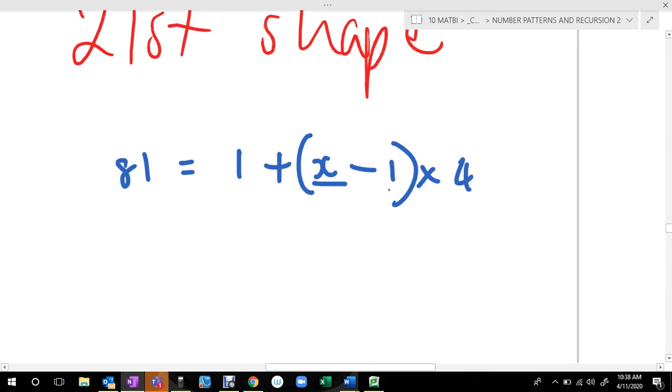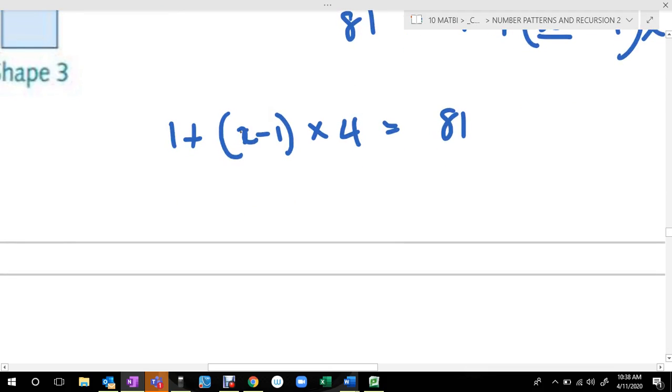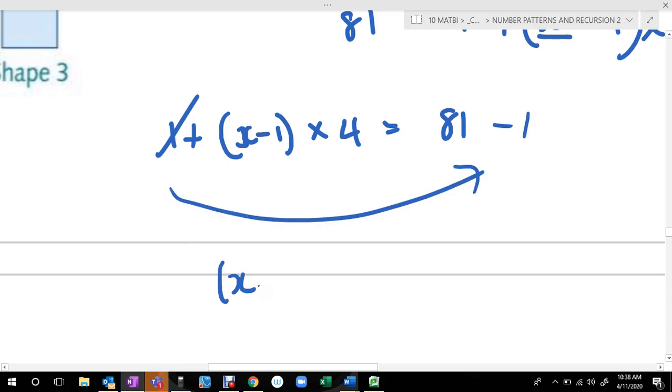Get x by itself. So I'm going to swap this around so it looks nicer. So I'm going to go 1 plus 4 times x minus 1. You don't have to know how to do this. I'm just doing this so that we can see how this connects to some algebra. Okay, so Emily, if I wanted to make x by itself, what would I move first here? The plus one. This one here. So this is going to be a plus on this side. If I move it here, what happens? Becomes minus. So you're left with 4 times x minus 1 equals 80.